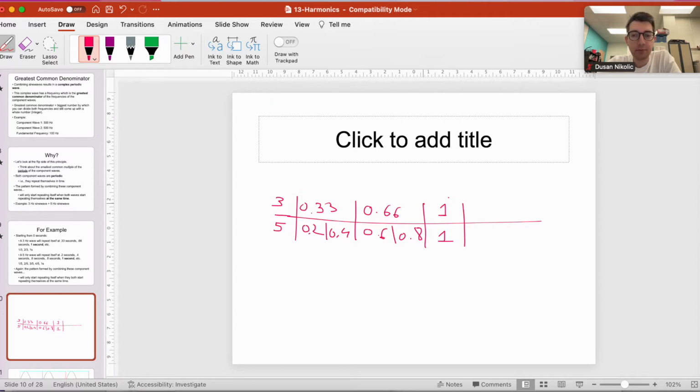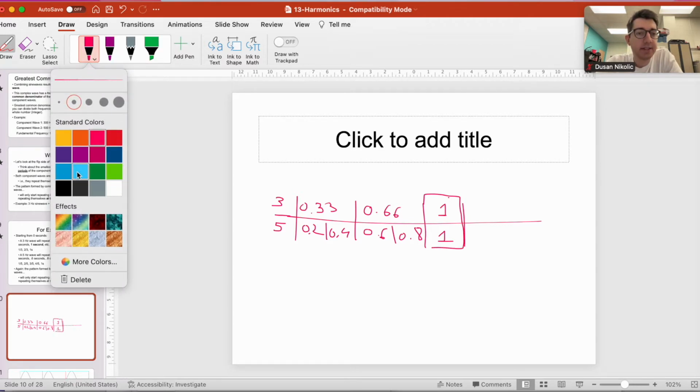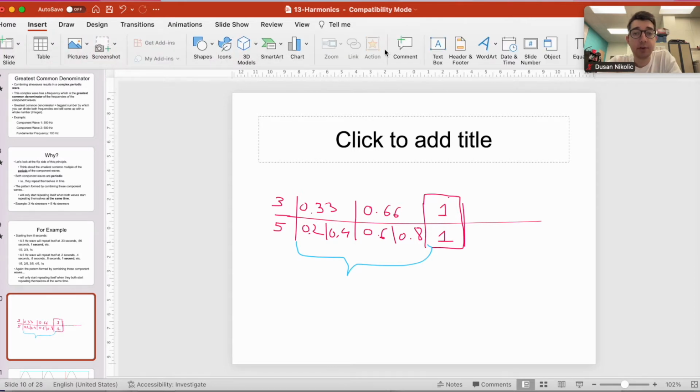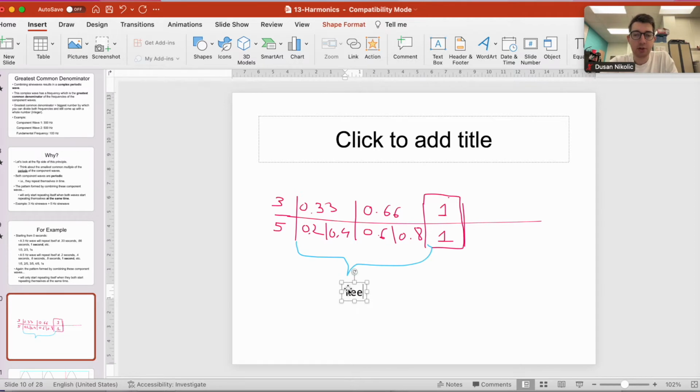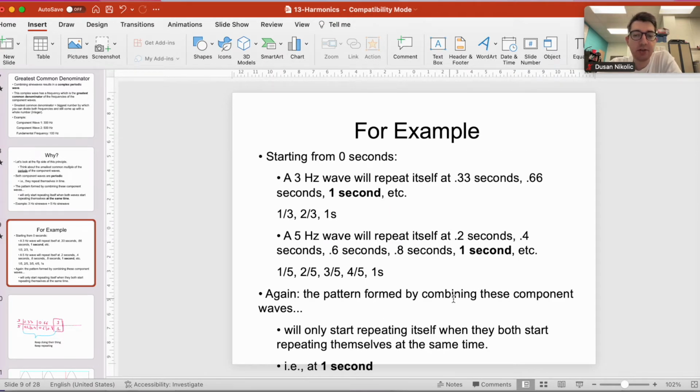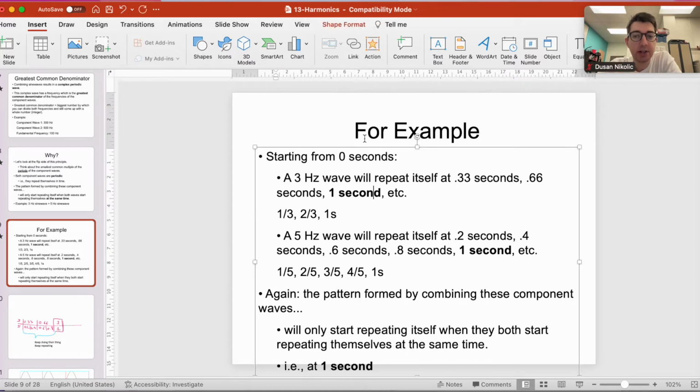And at 1 second, this is where they become lined up. And this is where they keep doing their thing. They do not align at any of these middle values. So their periods do not align, but they align when they come to 1 second. They keep repeating themselves. And then what happens, as I said, the pattern formed by combining these component waves will only start repeating itself when they both start repeating themselves at the same time. That is at 1 second.